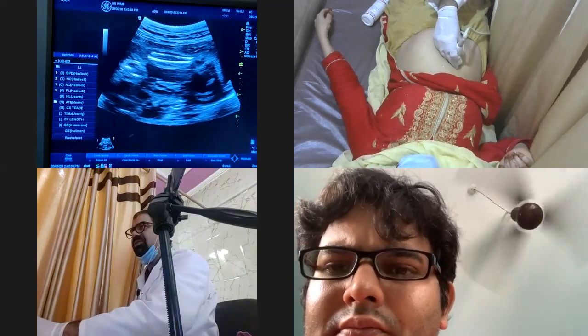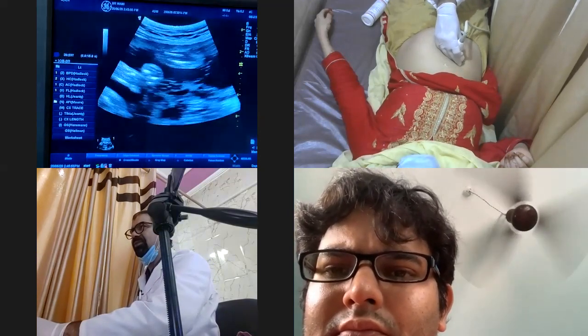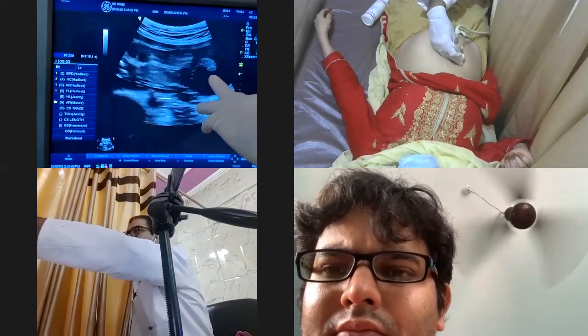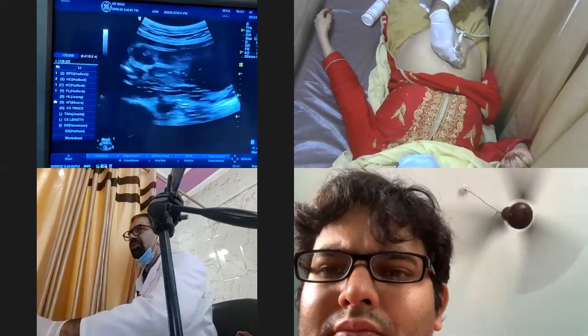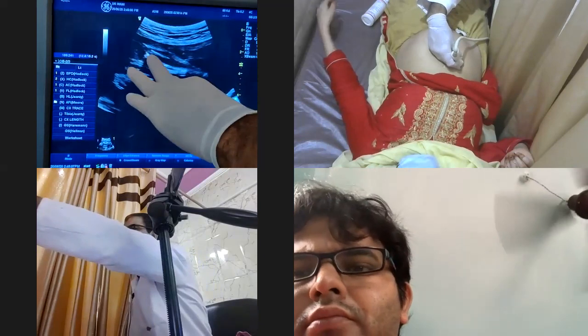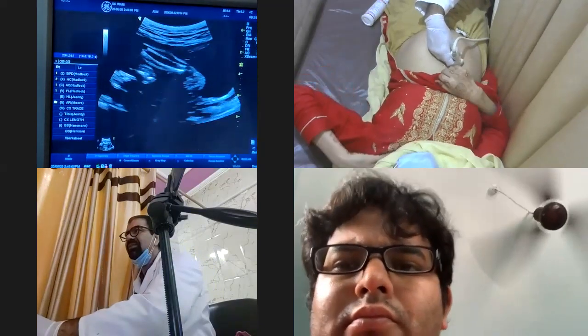Let me save this picture. I will get back to this picture. Now see again, the foot is over here. This is not a club foot. Why is this not a club foot? Because I am not seeing the sole of the foot when I'm seeing the tibia and fibula in length.